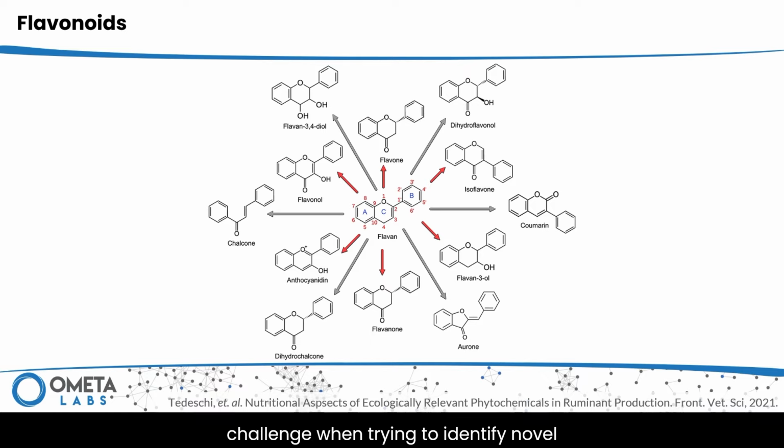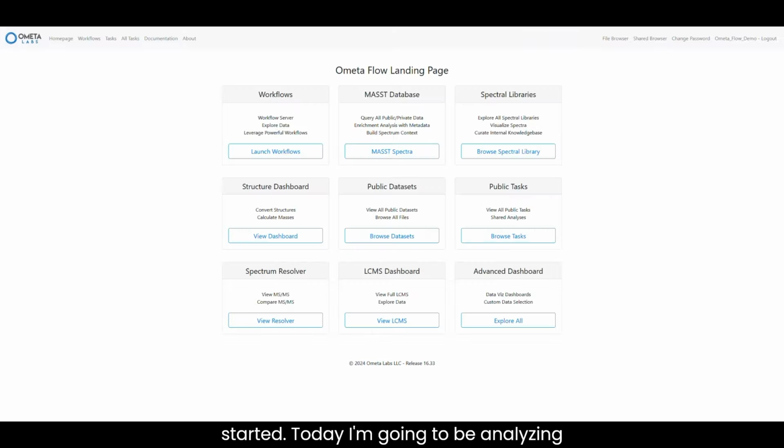This can pose a challenge when trying to identify novel flavonoids, as you can't rely on traditional library annotation. However, we can use a combination of molecular networking and the mass spec query language, or MassQL, to rapidly identify flavonoids in mass spectrometry data without prior knowledge of their exact chemical structures. So let's get started. Today, I'm going to be analyzing MS data from 4 plant species.